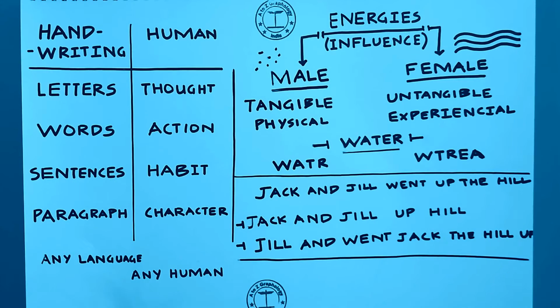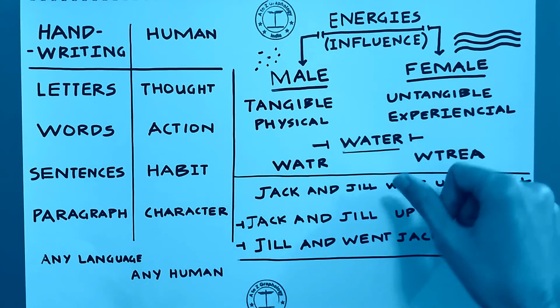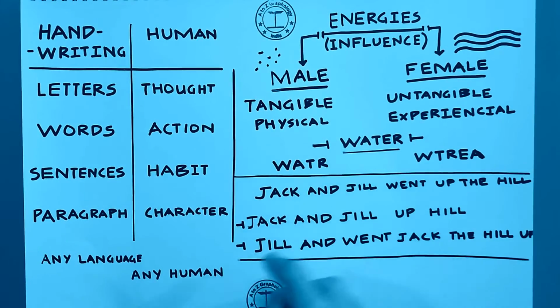A male grammatical error is when we miss out a whole component, whole words, and we have forgotten to write them. A female component is where we have written all the words, but we have not written them in a correct sequence.